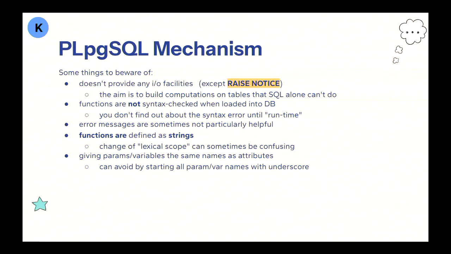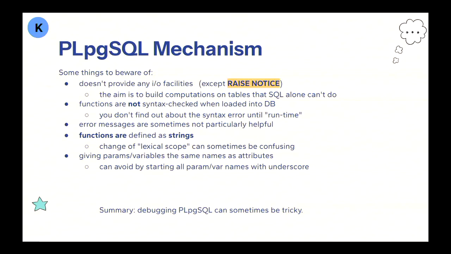So this means that sometimes if you want to change the scope of a variable, it could be tricky. And another thing to notice here is that sometimes you may have declared a variable to have the same name as some attribute from the table. So you should adopt some conventions to distinguish attributes and function variables. What you can do is start all parameter or variable names with an underscore, or maybe you can just use a small letter v to denote that it is a variable, not an attribute. So this is something you should take note of. And in summary, debugging PLPGSQL functions could be very tricky, and you may experience a lot of bugs to debug when you do assignment one.